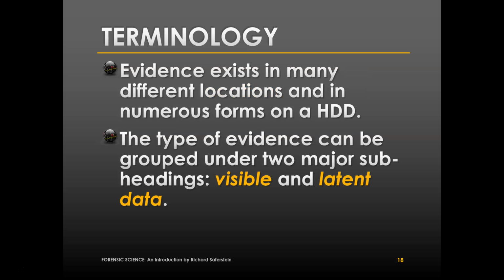Evidence can exist in many different locations and in numerous forms on the HDD. The type of evidence can be grouped under two major subheadings: the visible data and the latent data.